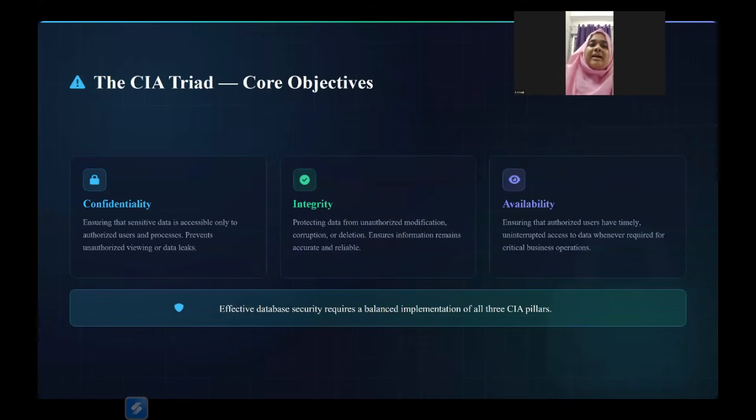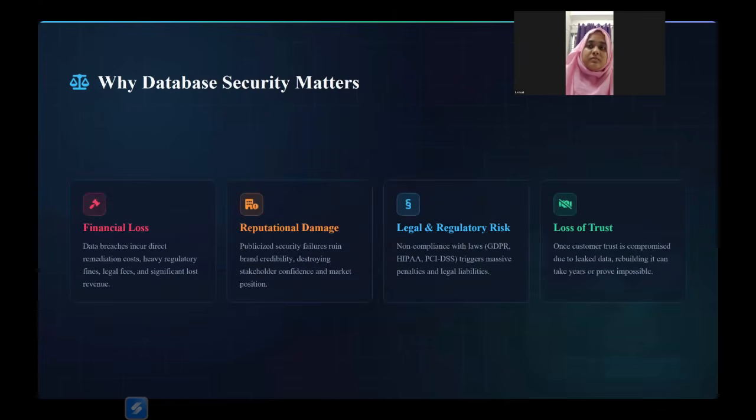Now, the CIA triad, the core objective. There are three main pillars of database security: confidentiality, only authorized users can see the data; integrity, data must stay accurate and unchanged; availability, data should be accessible whenever it's needed.